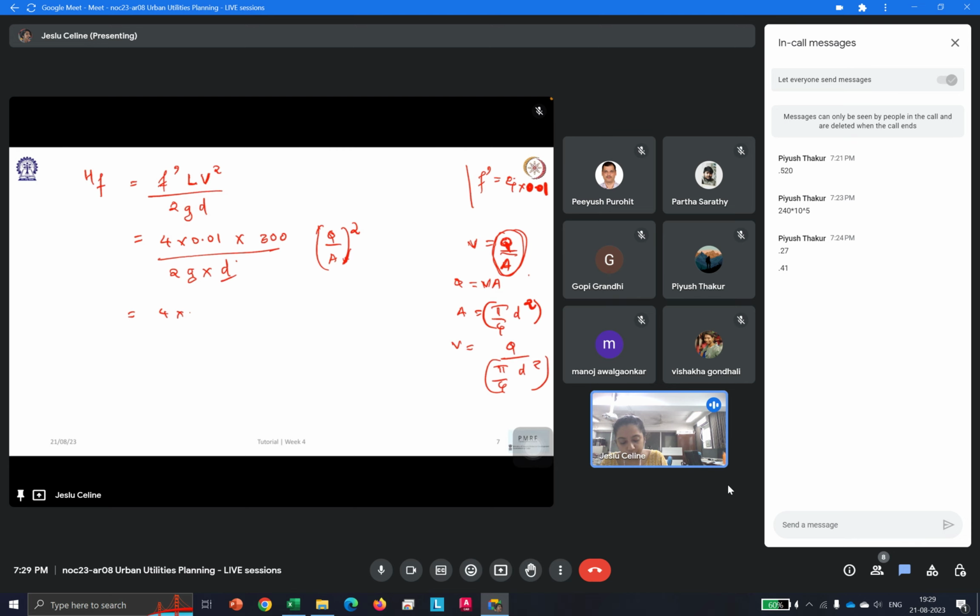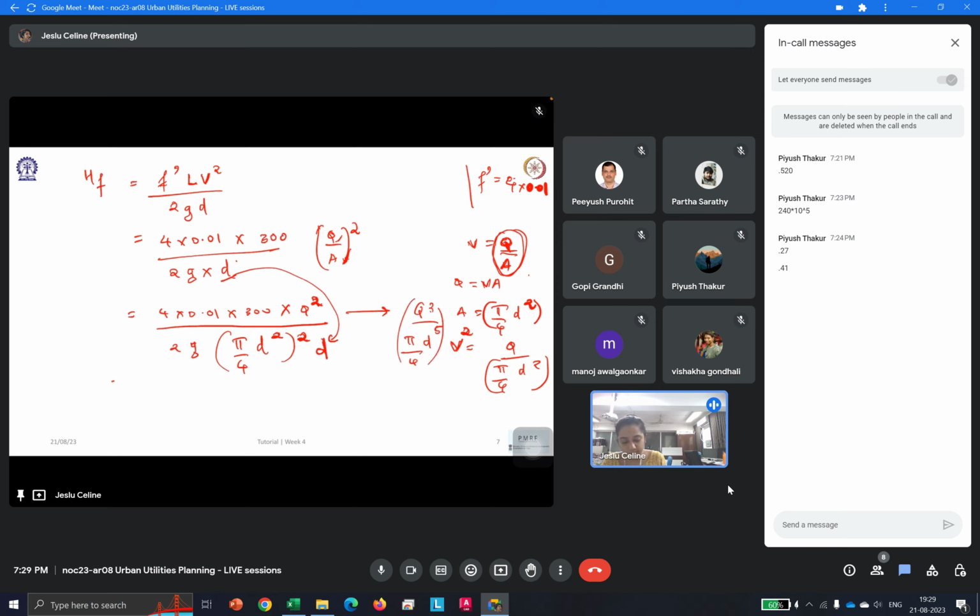So it becomes 4 into 0.01 into 300 into Q square, divided by 2G into pi by 4 D square, because of this V square, so the whole thing is squared, into another D. The overall simplification comes as Q square divided by pi by 4 D raised to 5, because it's 2 plus 2, plus one more D outside.